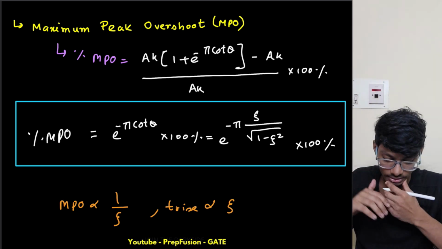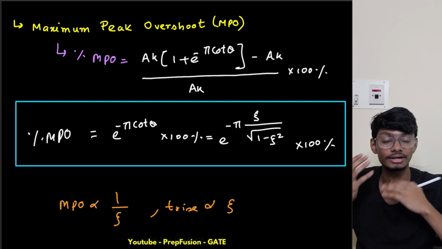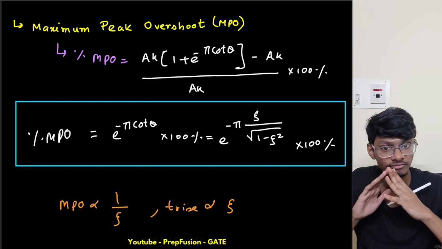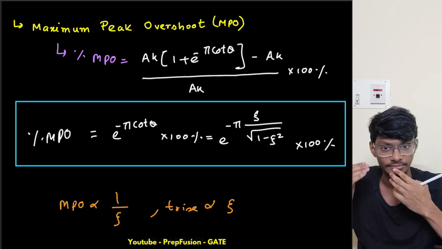This means if I increase my zeta, my peak overshoot will decrease, so that is a good thing. You can understand intuitively also, if I increase my zeta, if I reach critical damping, obviously I will have no overshoot, that is a good thing. But my rise time will increase, right? My rise time will increase.